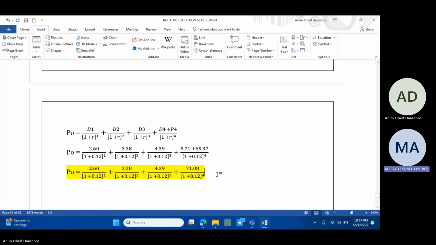So it's 53.30. Okay, so this will be the price of the share, sorry, the price of the share. So we are done with part A.